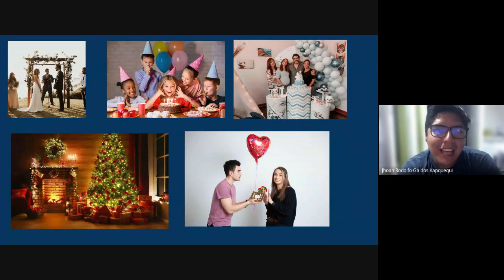Before we go to that, let's take a look at these five pictures. Take a couple of minutes to analyze them and tell me what you see in them and what is in common in each one of them. Because all of them have a connection, all of them have something in common.